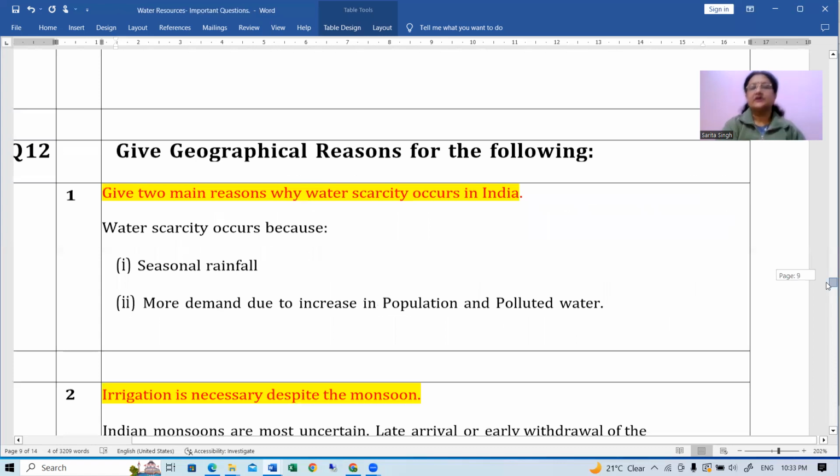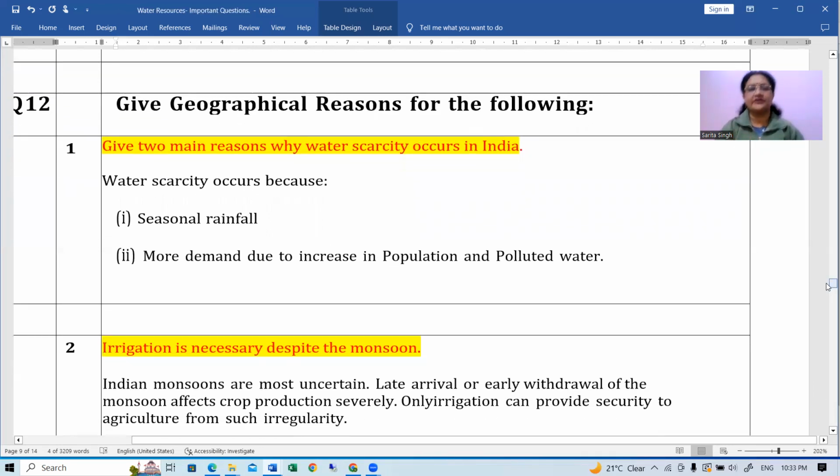Then the next question is: give geographical reasons for the following. Number one, give two main reasons why water scarcity occurs in India. The basic reason is seasonal rainfall, because the rainfall which we get is not constant throughout the year. It is not distributed, but limited to a particular season. Number two, more demand due to increase in population, and a lot of water bodies are polluted. So this is again one reason why we are facing water scarcity in India.